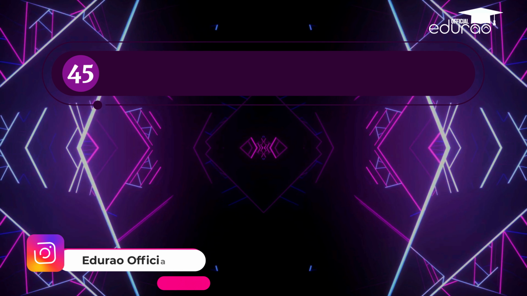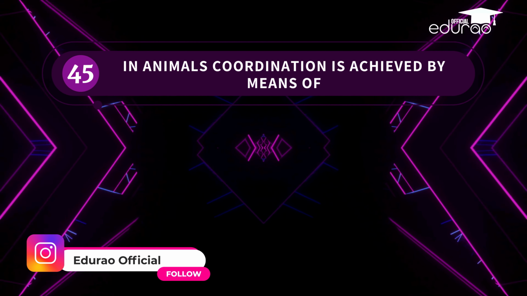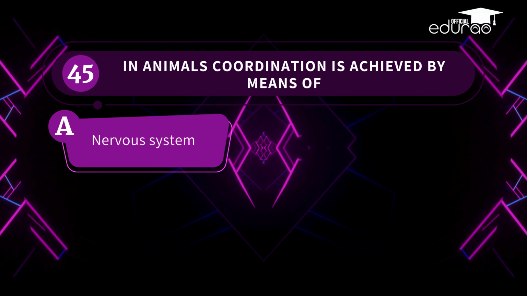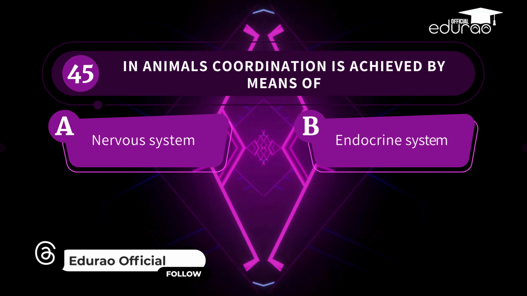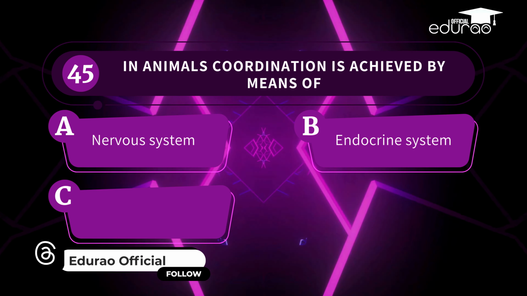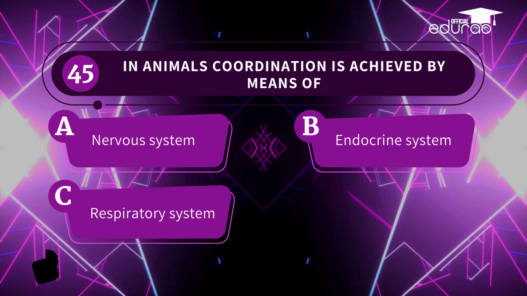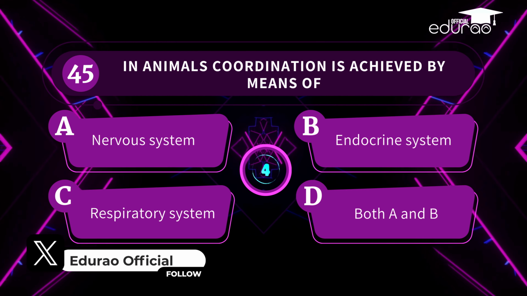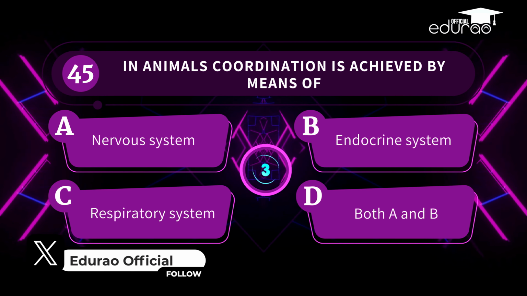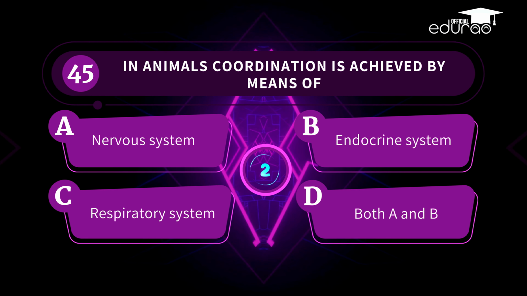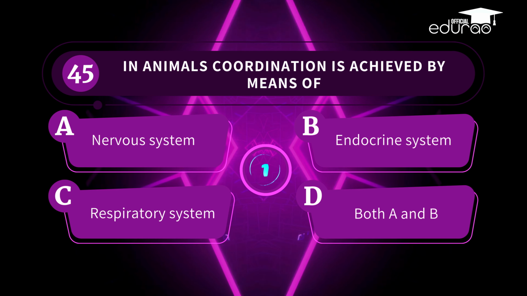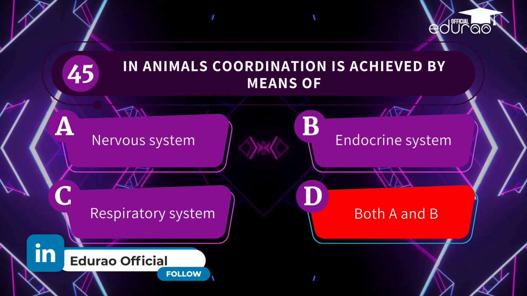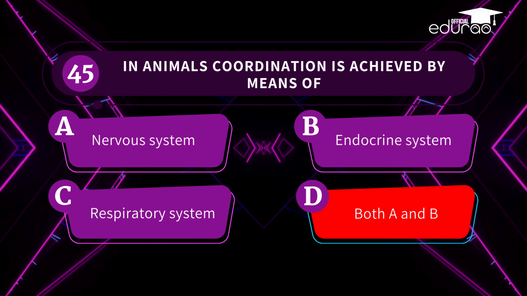Question 45. In animals, coordination is achieved by means of A. Nervous system. B. Endocrine system. C. Respiratory system. D. Both A and B. You've hit the nail on the head. The correct answer is both A and B.